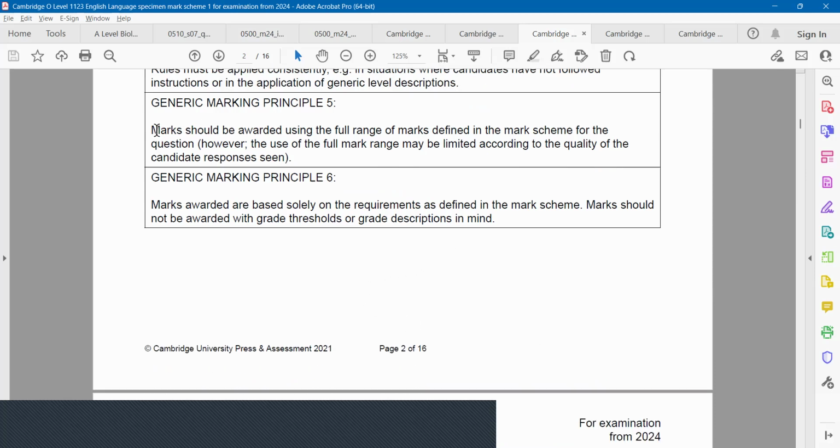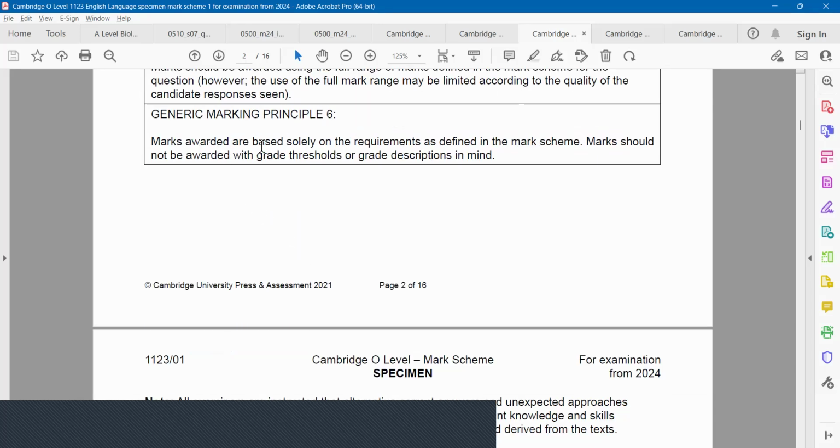This doesn't concern you either. Marks are awarded solely on the requirements as defined. So what the examiner does is check the requirement of the question, and if the candidate is meeting the requirement of the question, they'll be marked.